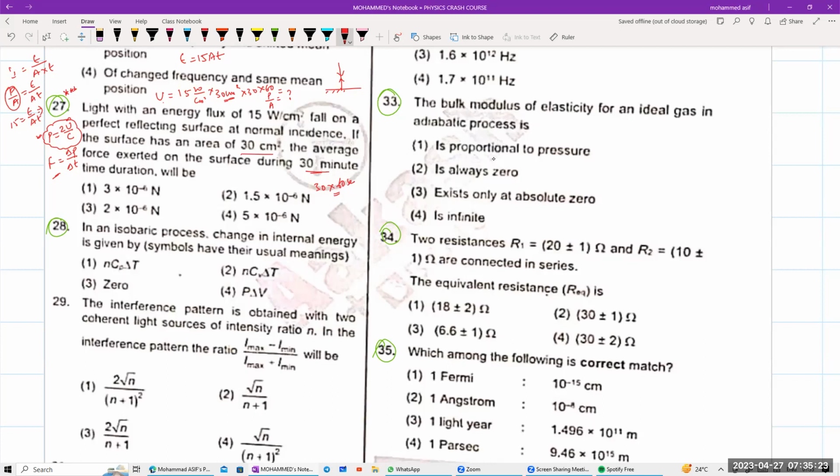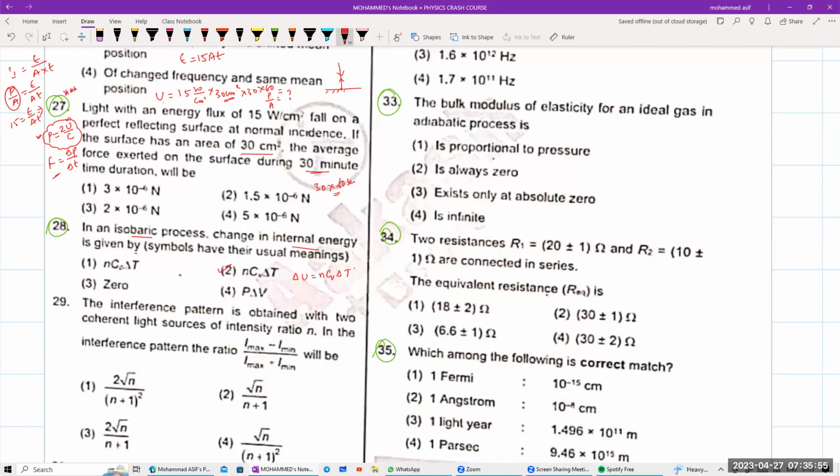In an isobaric process, change in internal energy is given by, symbols have their usual meaning: n Cp delta T, n Cv delta T, or P delta V. What will it be, beta? In an isobaric process, heat is supplied in the form of... what is the formula for internal energy, beta? Internal energy is always equal to n into Cv into delta T, whatever may be the process. So it is n into Cv into delta T, internal energy.